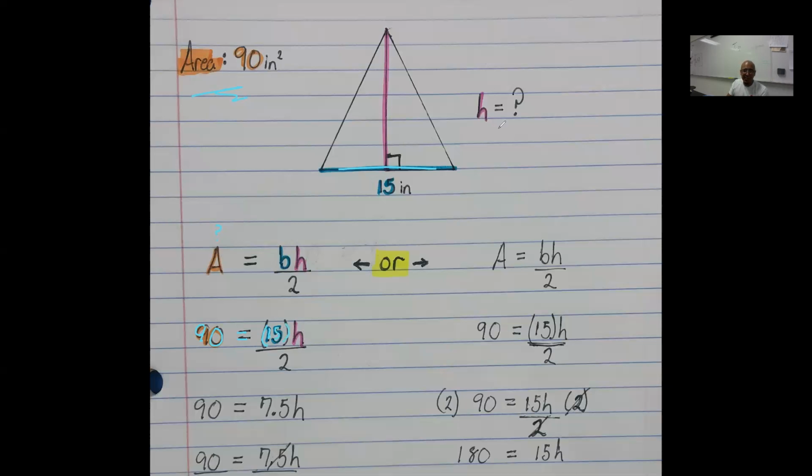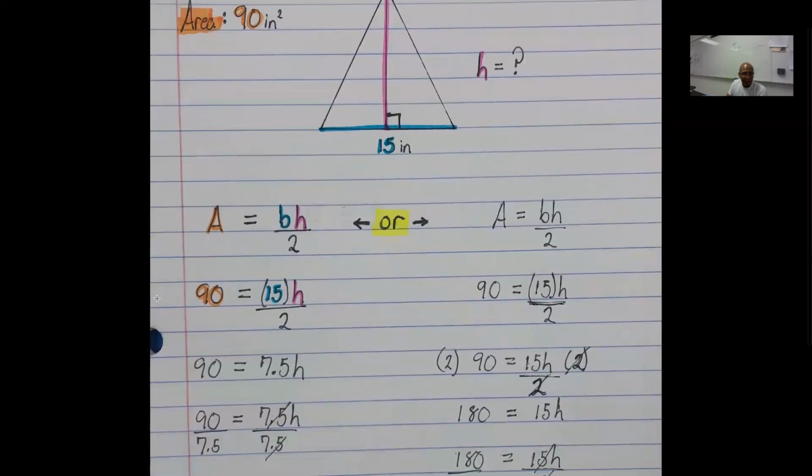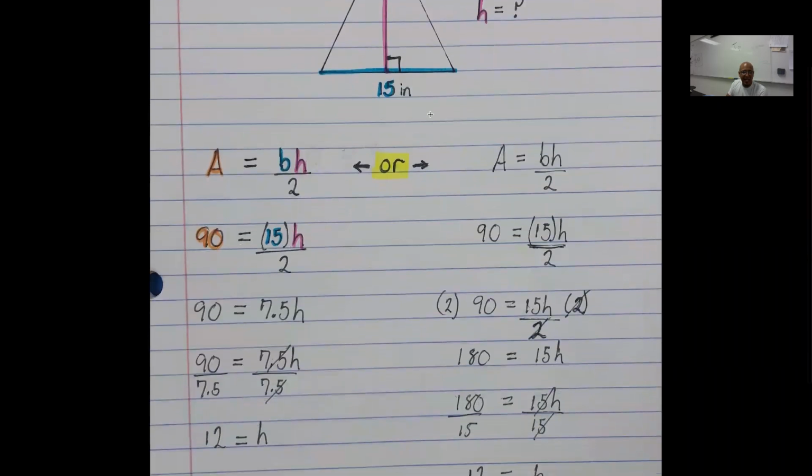15 times the height. Notice that we're not given the height, so I'm going to leave that variable, but we are dividing by 2. Area for a triangle is base times height. And then what do we do? We divide by 2. All right, and I'll explain this other one in a little bit. So now that I have it written down, notice that I haven't really done any math yet. I haven't done any calculations yet. All of what I've done is that I've set it up into the formula form. 90, which is my area, is equal to the base 15 times h, the height, divided by 2.